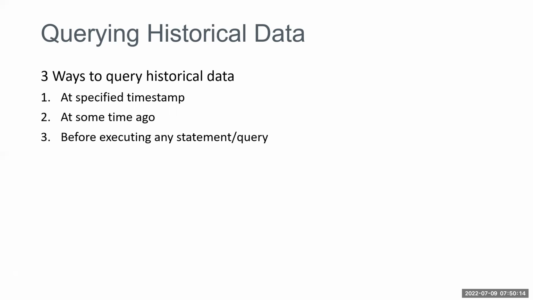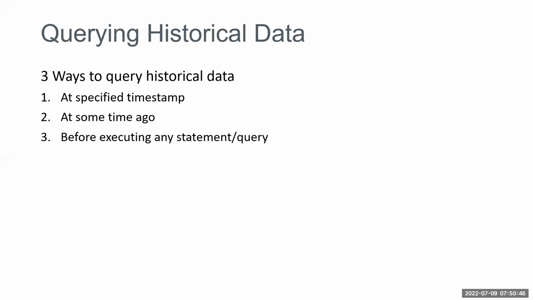At that timestamp, what was the data present in the table? The timestamp is for larger periods, and the second way, some time ago, means it's for a shorter period. Suppose 5 minutes back, what was the data present in the table? 2 minutes back? Or 10 minutes? So it is a short time, within 24 hours, if we want to specify. We use this with the at offset. We'll show you that in the practical today.